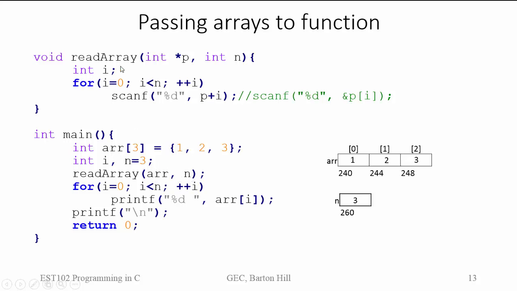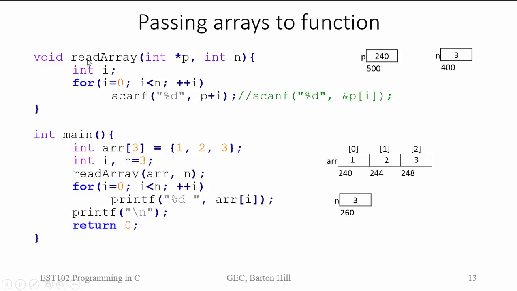The control comes here, so memory will be allocated for p and n. This is the memory allocated for p. Since ARR is the name of the array, it gives the address of the array, that is 240, so 240 will be stored inside p. Here also there is n. This is our actual argument n, and this is our formal argument n. Here we are passing n by the pass by value method, so the value will be copied, and the value 3 from n will be stored in the n of read array.